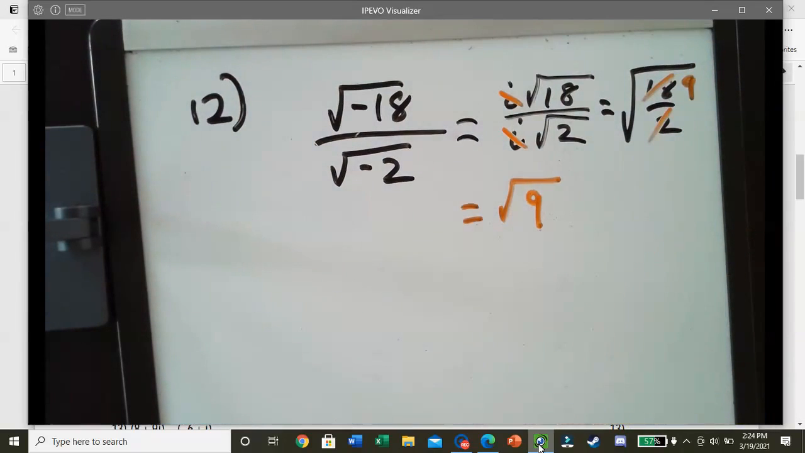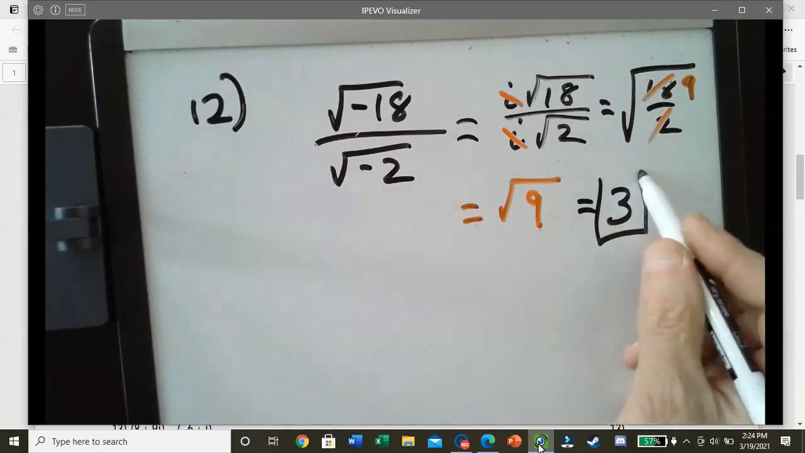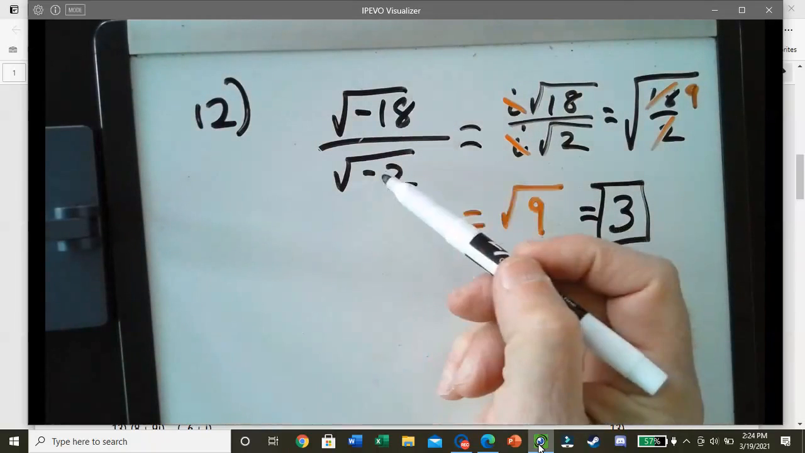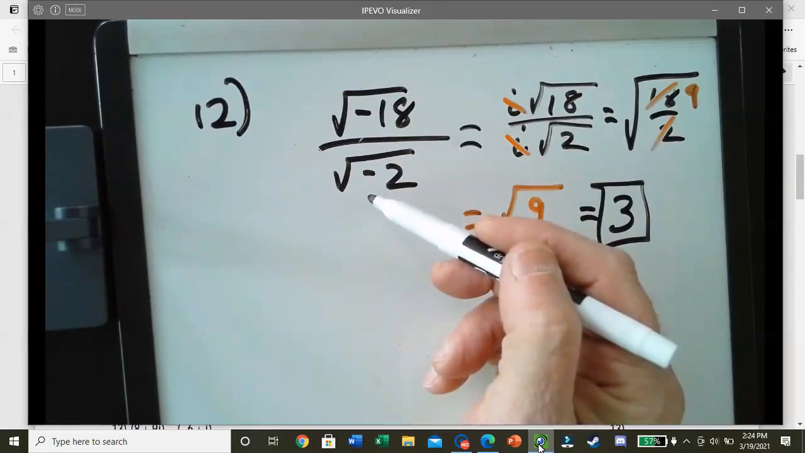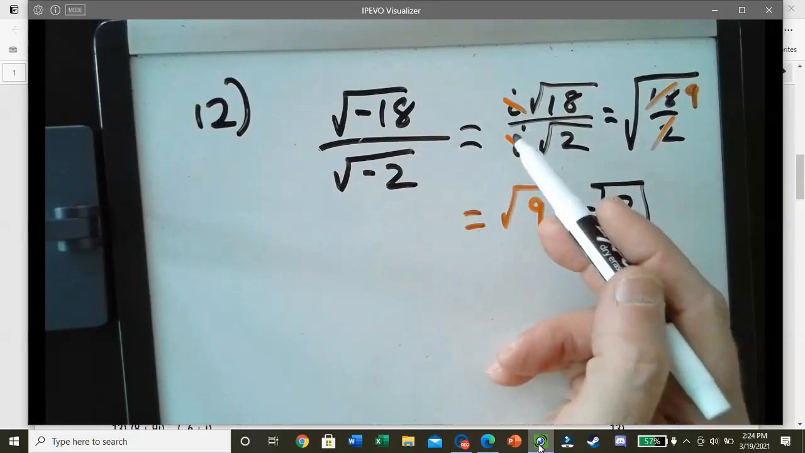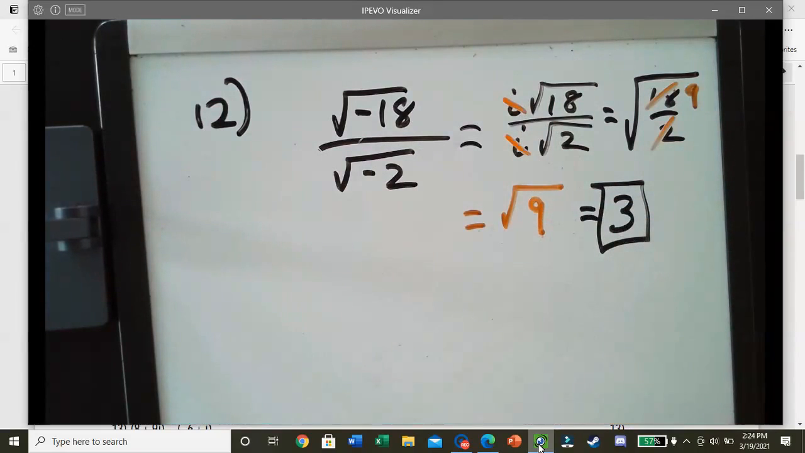So this is now the square root of 9. Can we get an even square root out of 9? Yeah. Square root of 9 is what? 3. So our answer was we had 2 imaginary numbers, right? The i's canceled out, and we ended up simplifying it and getting a real number out of it. Okay? Questions?